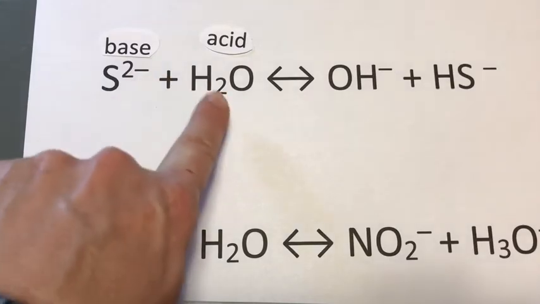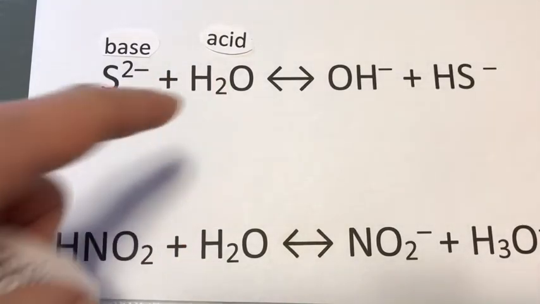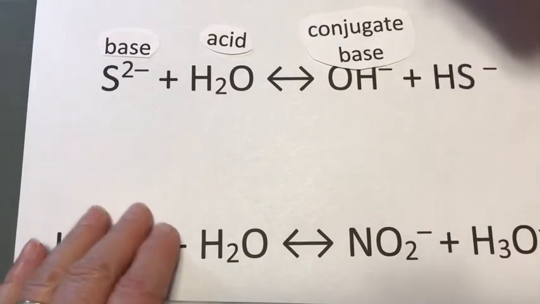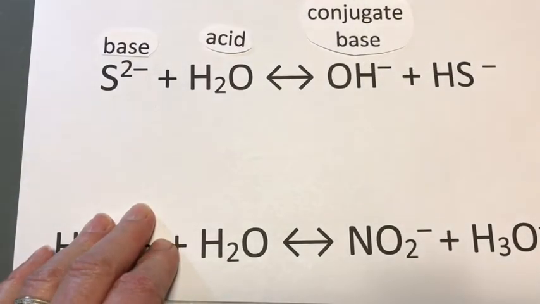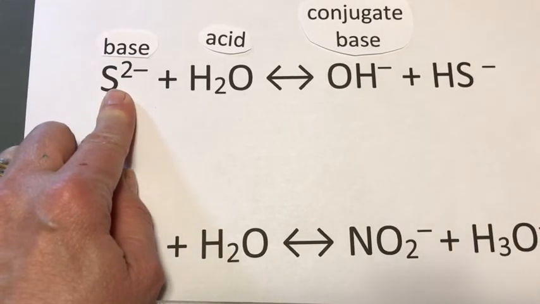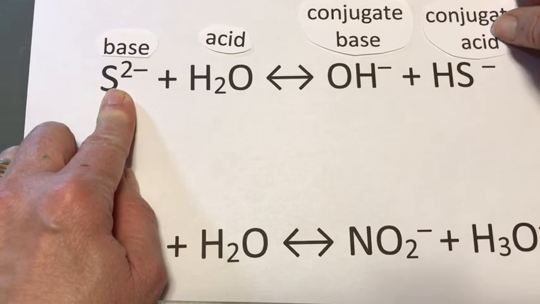That means the acid, after it's lost its hydrogen ion, becomes the conjugate base. And the sulfur, after it has gained its hydrogen ion, becomes the conjugate acid.